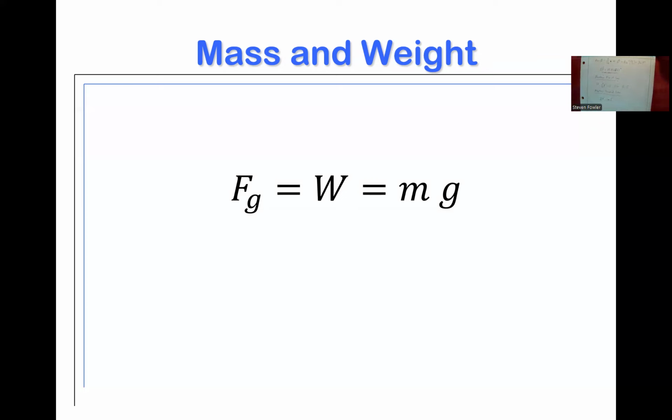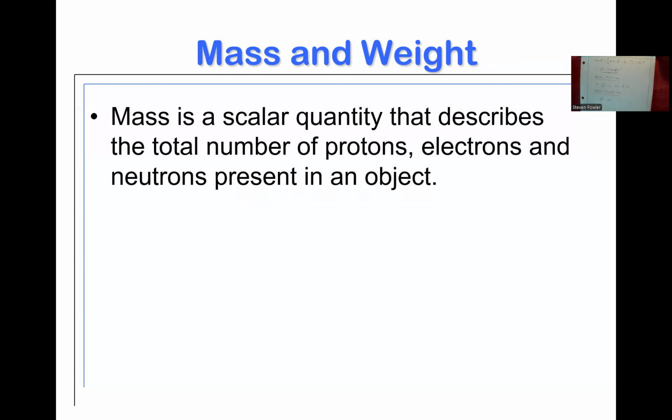So the magnitude of the force is going to be the magnitude of the mass, which is a scalar quantity, times the magnitude of the acceleration of gravity. Now, that's going to be a force, a single force applied to an object. That's probably not going to be the only force. If we break that down a little bit, we've talked a bit about mass. If we really think about what is mass, mass is what happens if I could add up all of the protons and electrons and neutrons present in an object, then that would tell me about the mass.